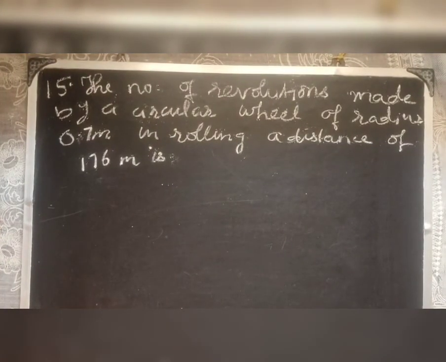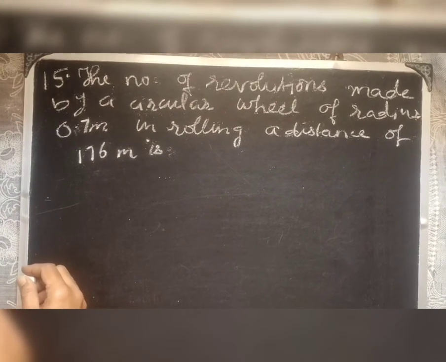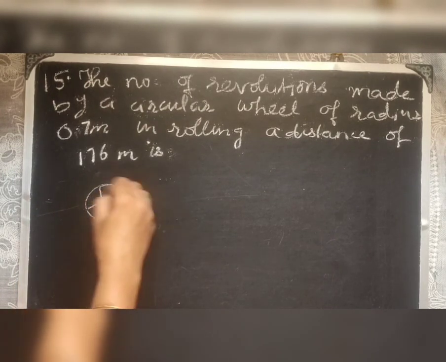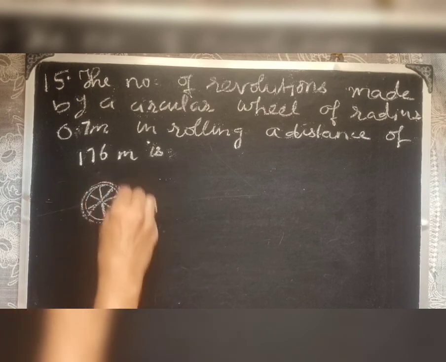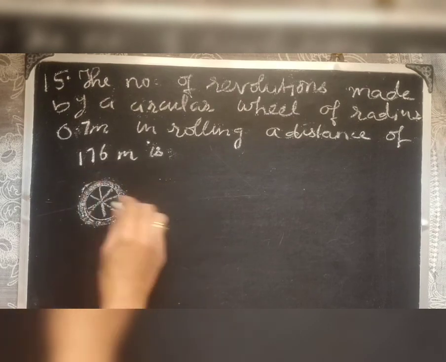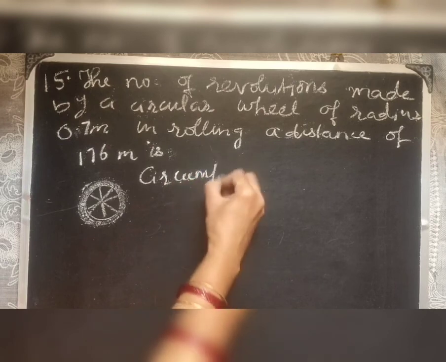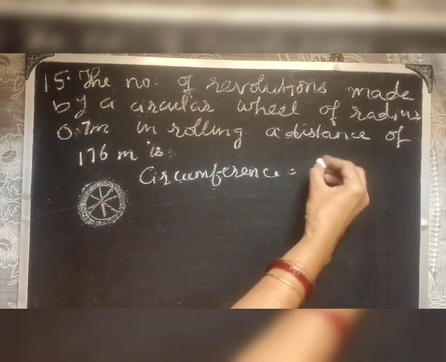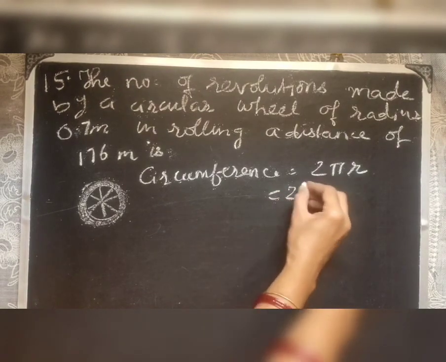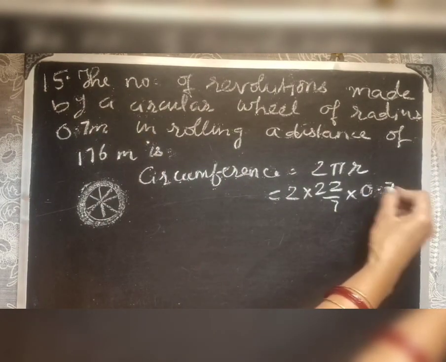The number of revolutions made by a circular wheel of radius 0.7 meter in rolling a distance of 176 meters is. If this is the wheel, we know that it will roll along its circumference, that means the edge, the boundary. So we want the circumference. What is the circumference of a circle? The circumference of a circle is equal to 2 pi r. So here it will be 2 into pi, which is 22 by 7, into r, which they have given as 0.7.